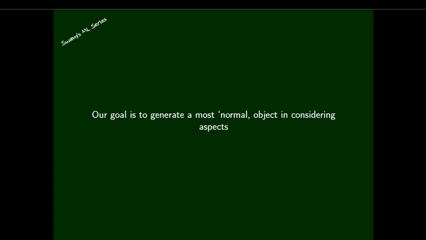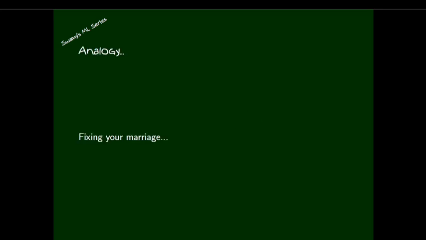Our goal is to generate a most normal object considering all aspects. We need normal in all aspects. As an analogy, think about fixing your marriage. If you are an extremist, it creates problems. Your partner should be normal in all aspects.